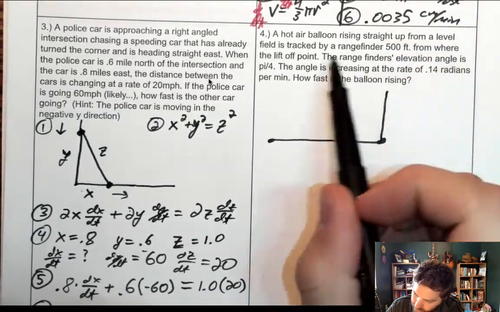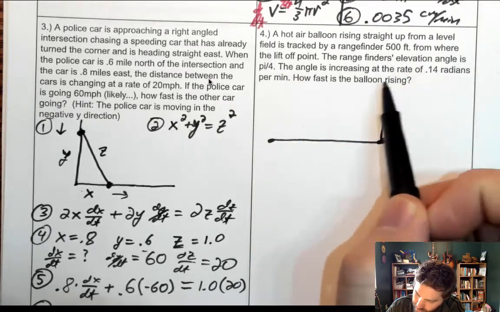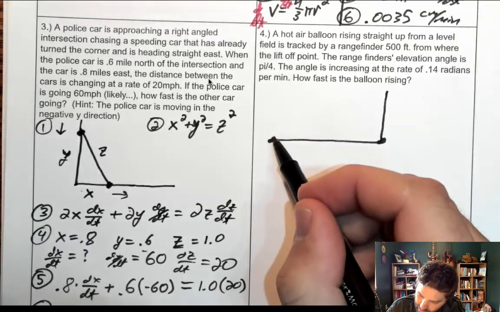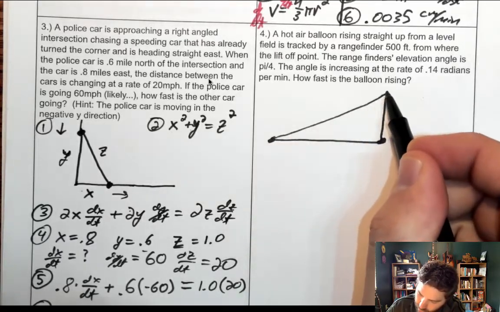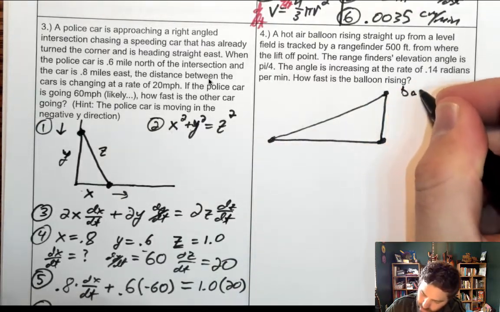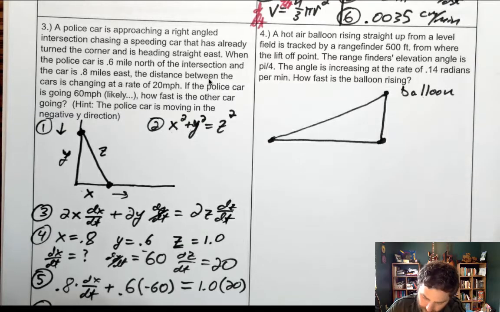The rangefinder's elevation angle is pi over 4. The angle is increasing at a rate of 0.14 radians per minute. So that's pi over 4 radians. How fast is the balloon rising? So this is the situation. We've got a rangefinder over here. The balloon is going up. Here's where the balloon is at the instant that we want to figure out how fast it's rising.